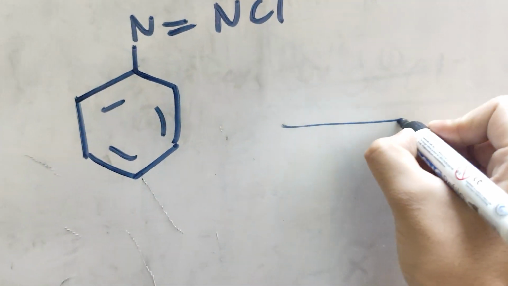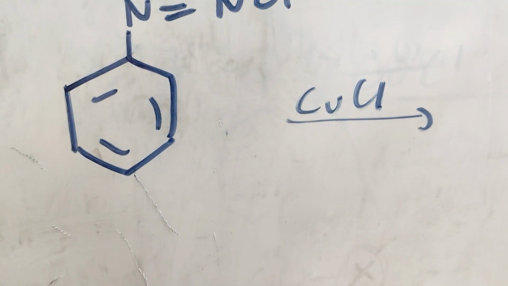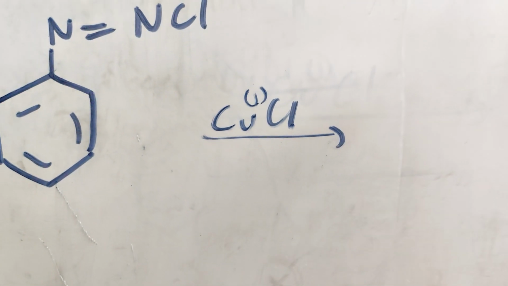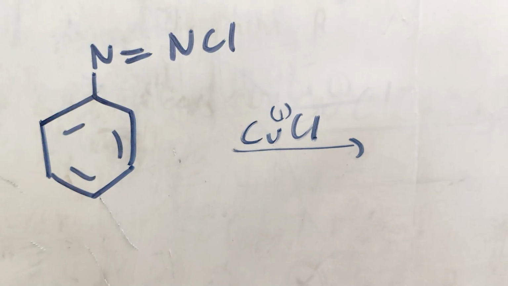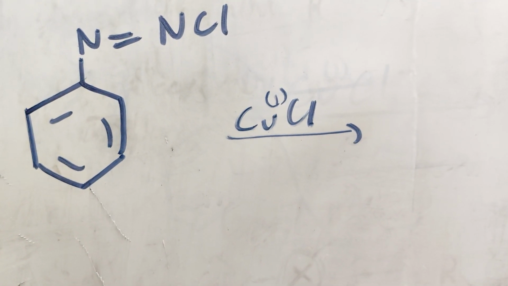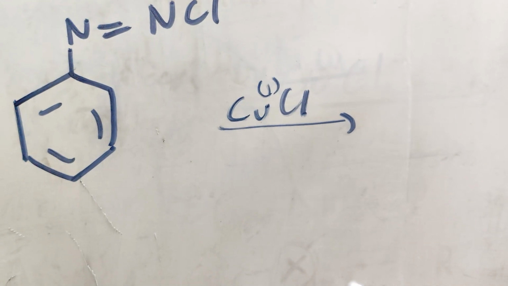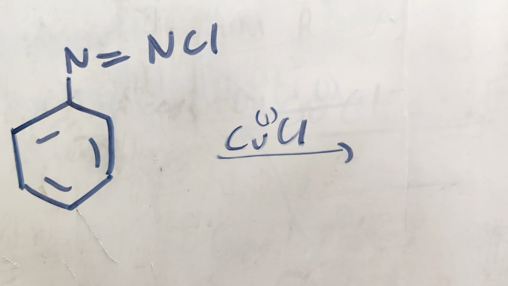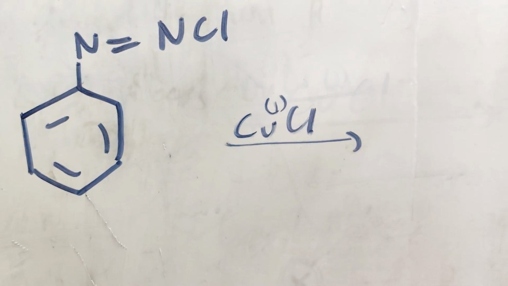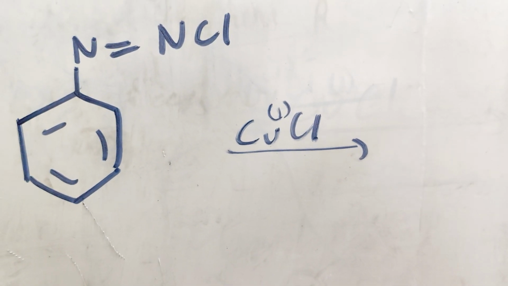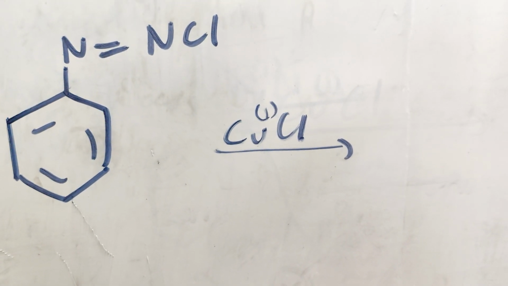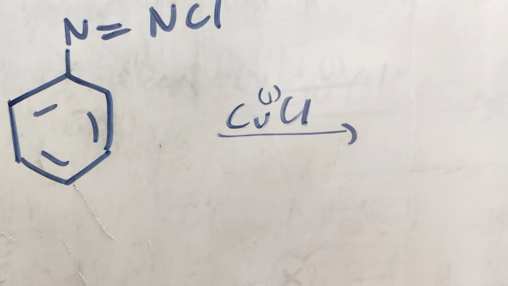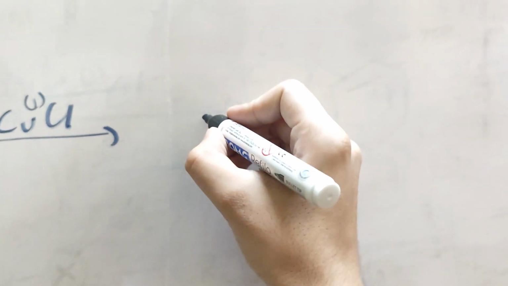So there is CuCl, and the copper species will be there, and this is catalyzed by copper species, and it forms aryl radical with loss of nitrogen. After that the substituted arene is possible to form by direct transfer of chlorine, bromine, or whatever that you take in place of chlorine. So I'll go through the mechanism of the reaction now.